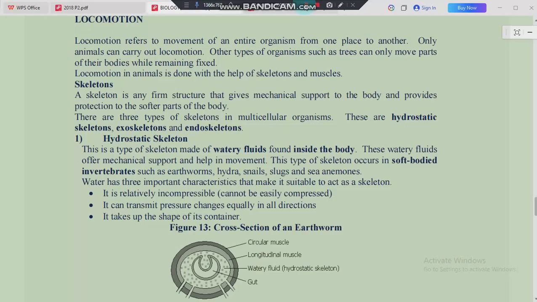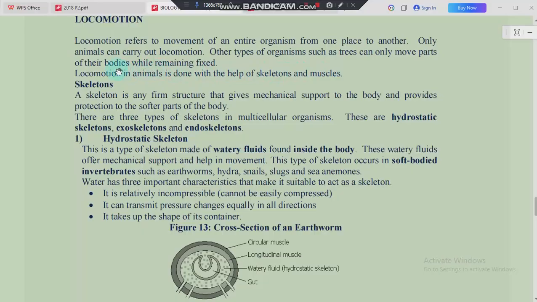Now, let's talk about locomotion. Locomotion simply refers to the movement of an entire organism from one place to another. So only animals are going to carry out locomotion. The day we hear a plant had locomoted from one place to another, that will be quite new. Other types of organisms, such as trees, can only move their bodies while remaining fixed.